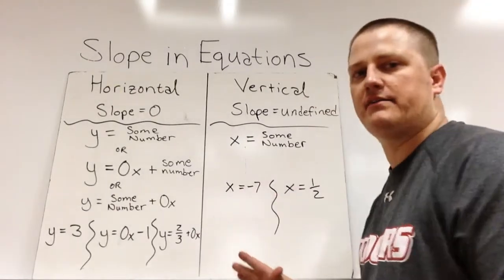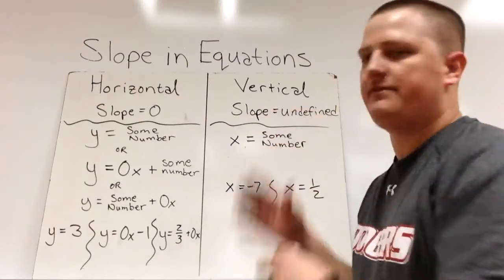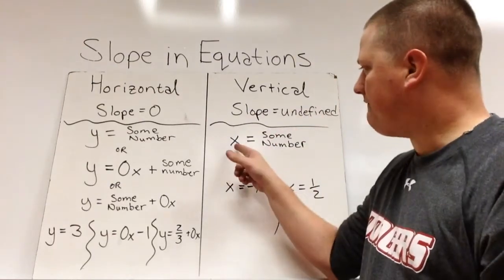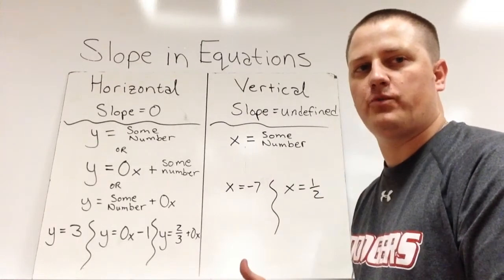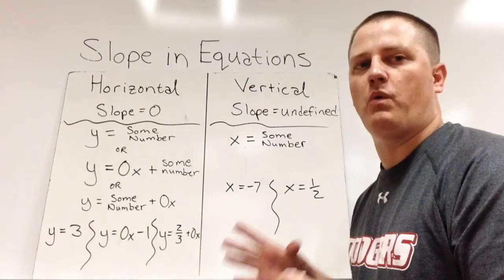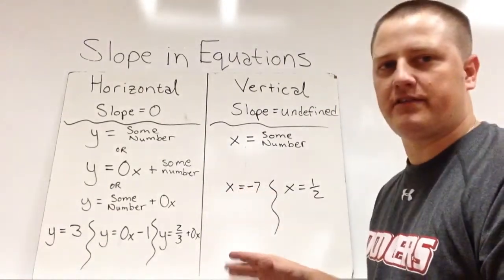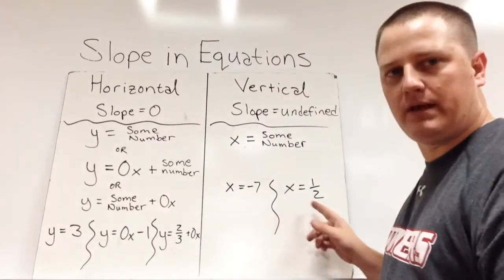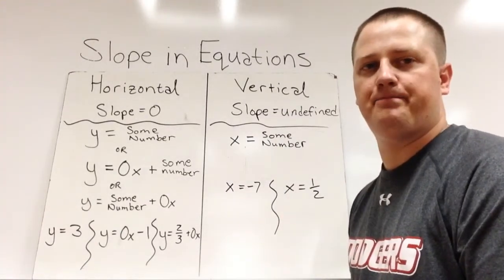The vertical line is a little different. In a vertical line, we have a slope that's undefined, which means we will have x equals some number. Notice no y in this situation. Anytime a slope is undefined, that means the y is not in the problem. So x equals negative 7. X equals 1/2. Both of those would be examples of vertical lines.